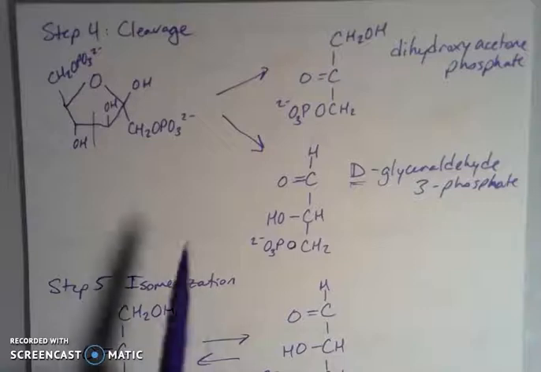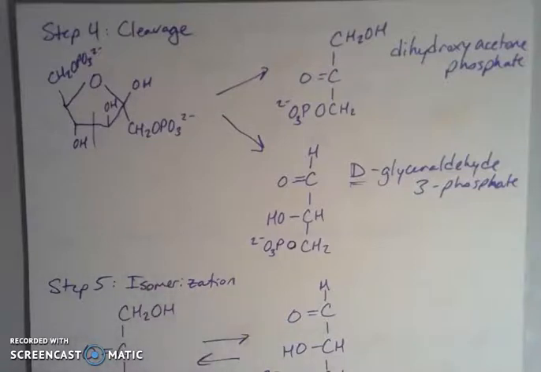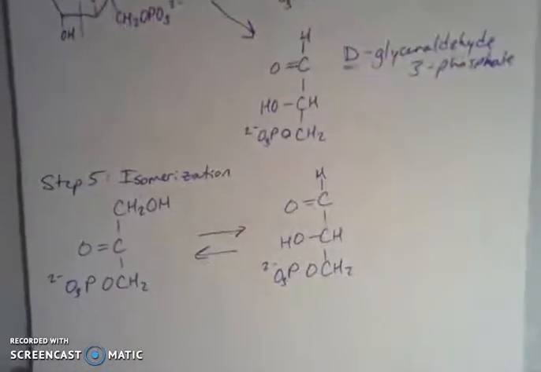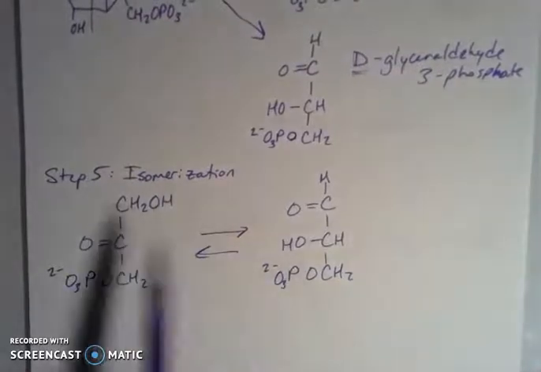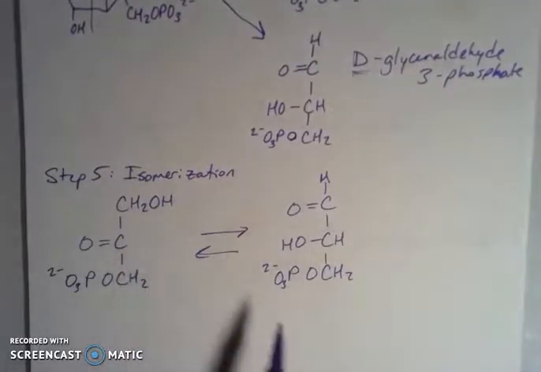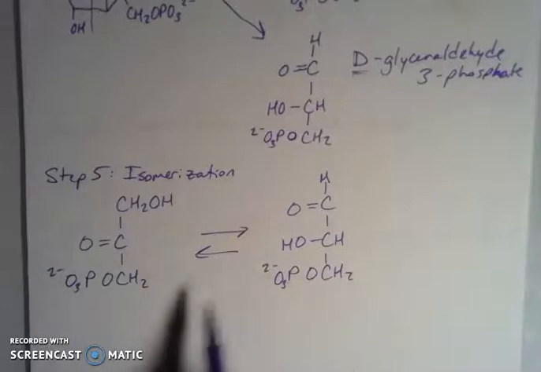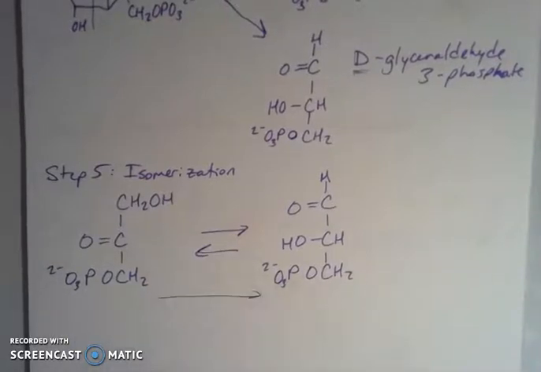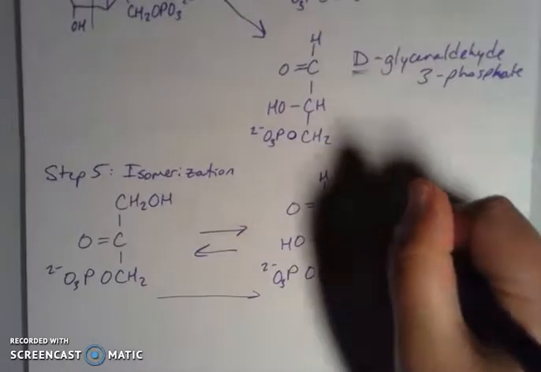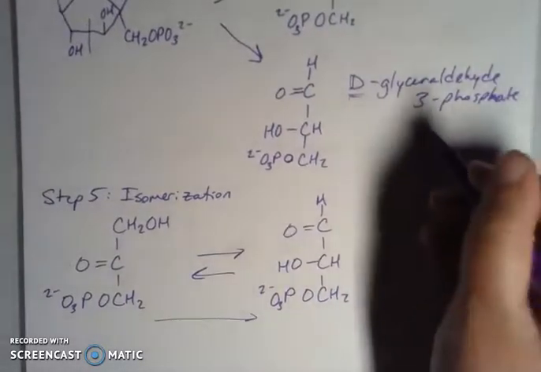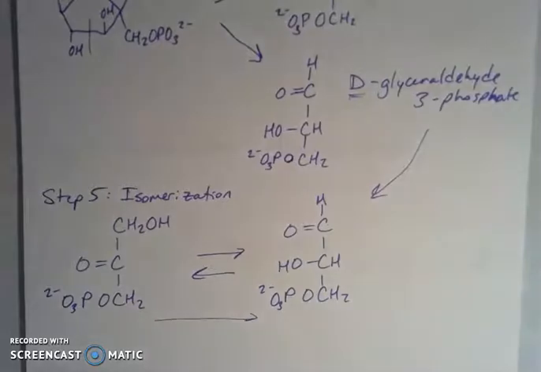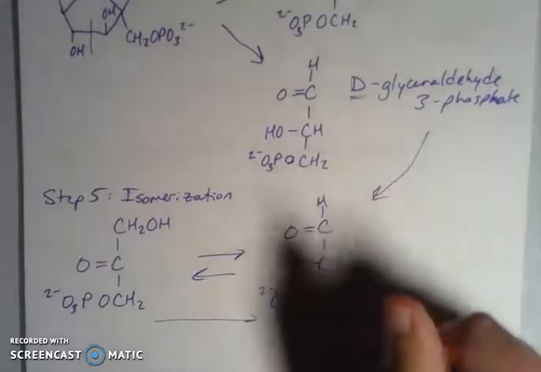Okay, so that's step 4, that's cleavage. And now we have isomerization between those 2. So now I have those 2 products, I can go back and forth between them. And preferentially, this kind of likes to shift in this direction. So we like this D-glyceraldehyde 3-phosphate. This is the one that's preferred, and this is the one that gets used in step 6.